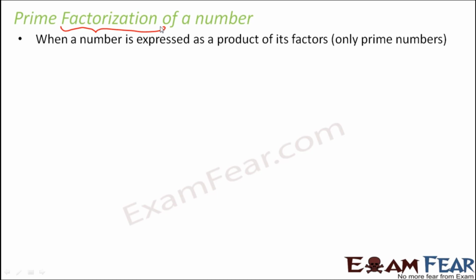Let's take a very common example. Let's talk about the number 8. 8 can be written as 2 into 4. So 2 is a factor of 8, and 4 is also a factor of 8. So we have written 8 as a product of two of its factors. This means that 8 is factorized, or this is called factorization of 8. 8 is written as a product of its factors.